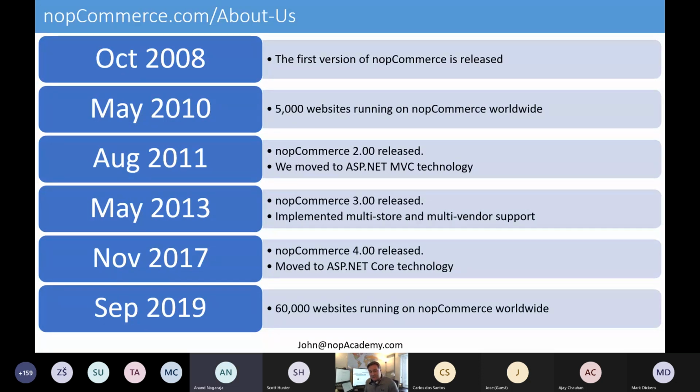And in 2017, that's where the big move, version 4, was put into place. It's where they moved to ASP.NET Core. And this is based on their About Us page. Within September 2019, they had 60,000 active sites using nopCommerce worldwide. What I really like about this architecture is that it continues to evolve, and it evolves in a pretty clean way, not bleeding edge, but in a sensible way for an architecture in this stack.